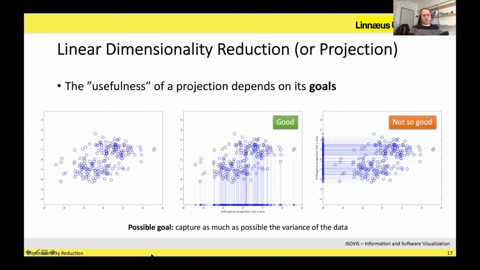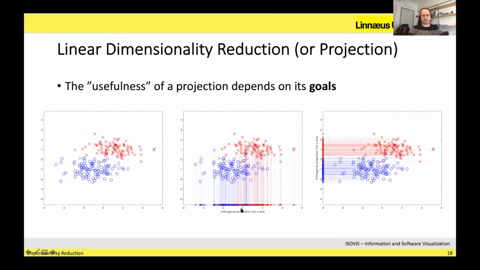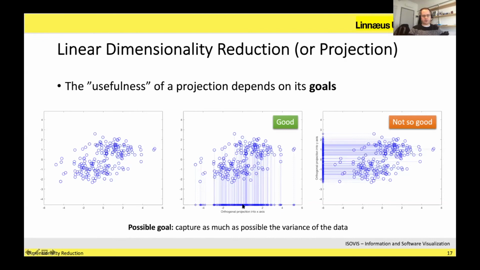For example, one possible goal is to capture as much as possible the variance of the data. So I know that I will lose some variance because I'm going from 2 to 1. So I will lose some variance, period. But my goal is to capture as much as possible the variance of the data. So in this case, this one is better than this one. Because as you can see here, of course, I didn't compute the variance here, but if you do, then you will see that this has more variance than this, because this is more spread out. So the error regarding the mean is larger than this one.